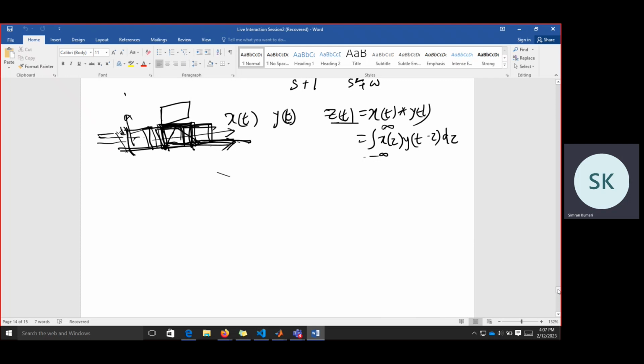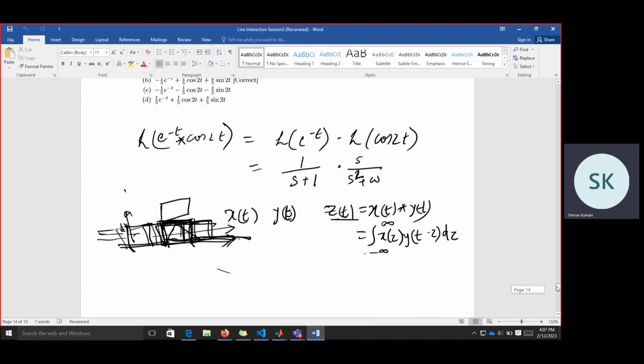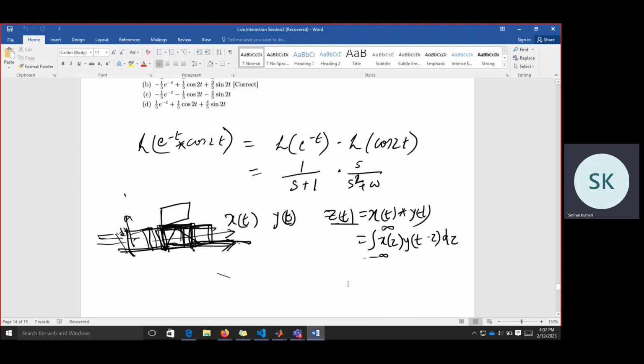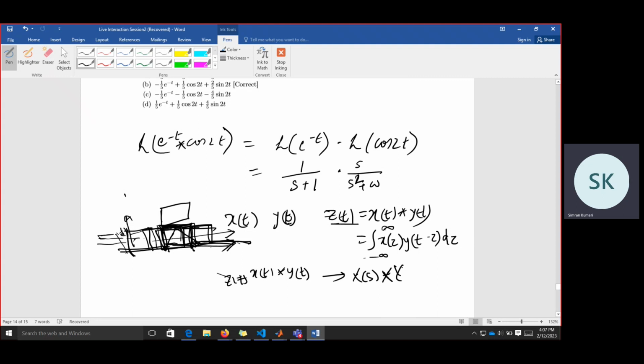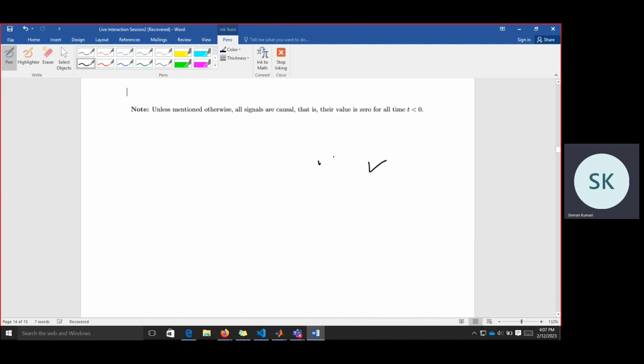Okay, for the zeros, let me finish this question, then I'll explain that. Okay, because he has a doubt in this. So from the convolution theorem, what you get is that if x(t) is convolved with y(t), then the Laplace transform of the signal z(t) will simply be the multiplication of the Laplace transforms of these two signals. So this is the Laplace transform of this one and this.